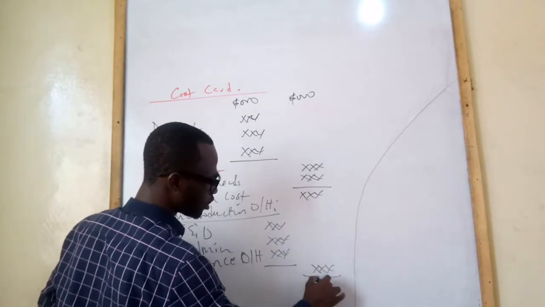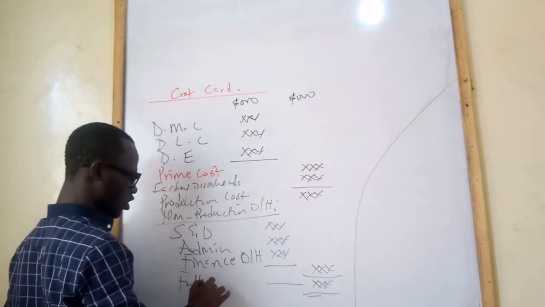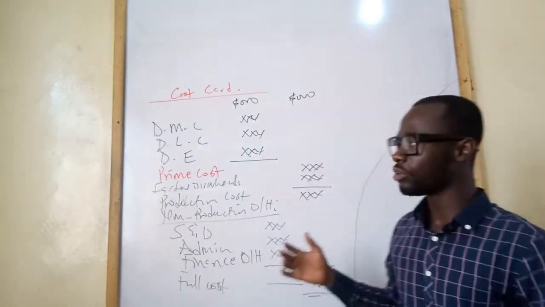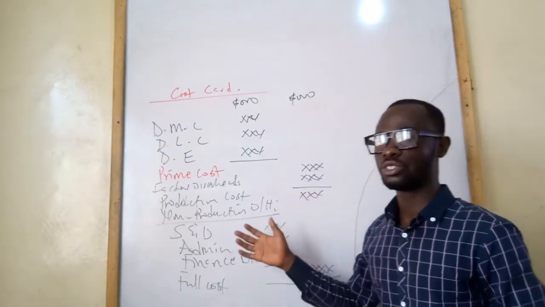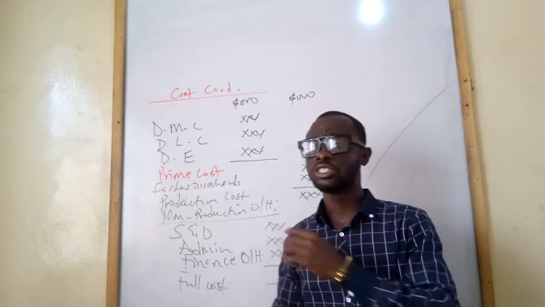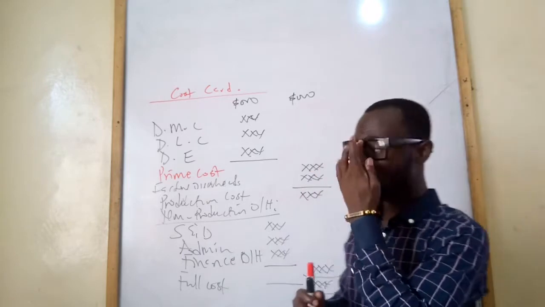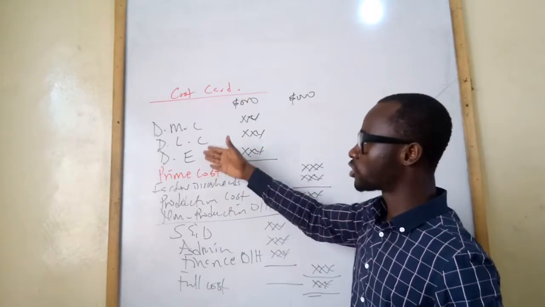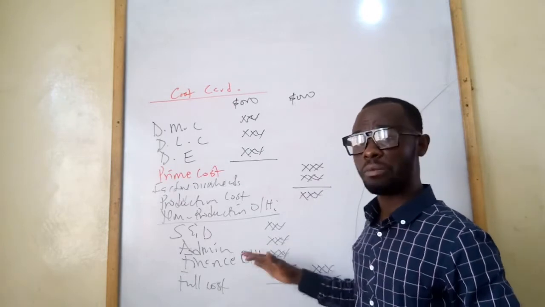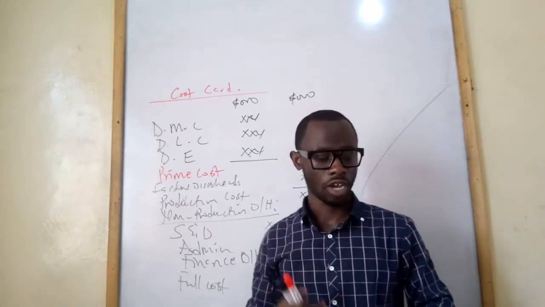Once that is brought, we get a total cost, or what we call the full cost of the product or the service. So these are what you must understand when it comes to the cost card. Now this is going to be fundamental because we are going to be using this almost throughout the syllabus, because understanding how direct costs are treated and how indirect costs are treated is very important to the determination of the cost of a product or the cost of a process.